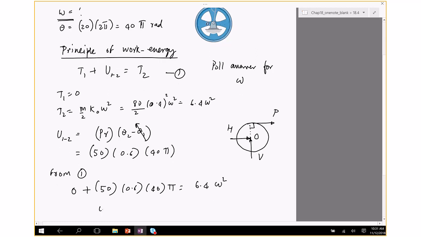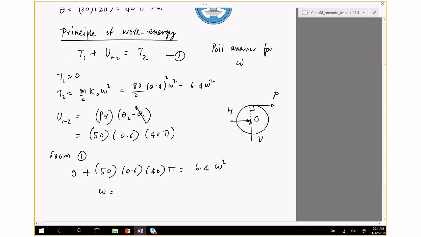Okay, solve for omega gives me 24.27 radians per second. Okay, any questions? It's really straightforward, right? As long as you can find the expressions.